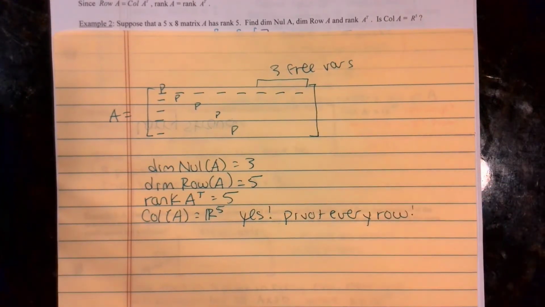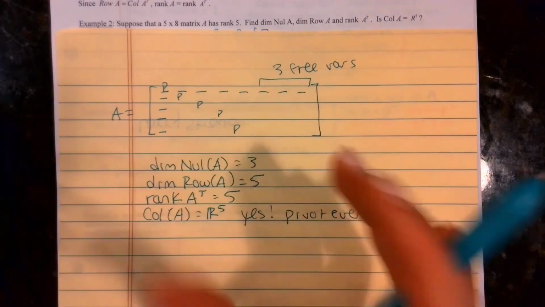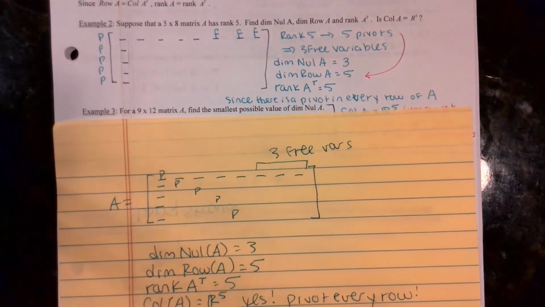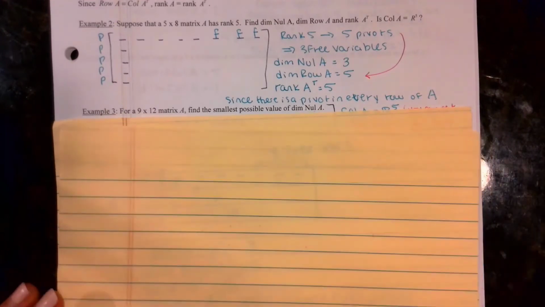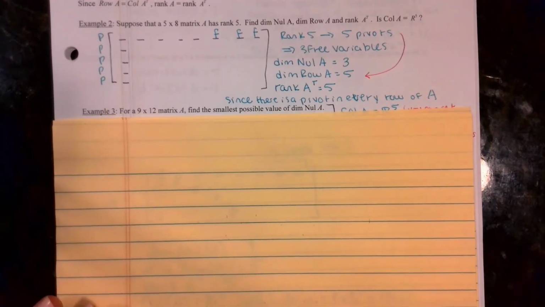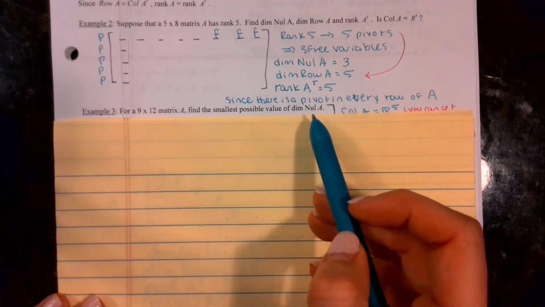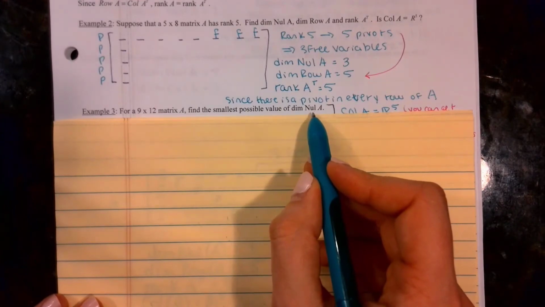Okay? So we can use this basic information to tell us a lot about the size of different things. So let's try, and here I've done an example. Okay, let's try another one. Grab a different sheet of paper. For a 9 by 12 matrix, what is the smallest possible value of the dimension of the null space of A? So that's the same as asking, what are the least number of free variables that I could have?